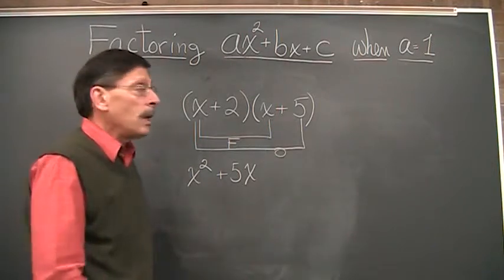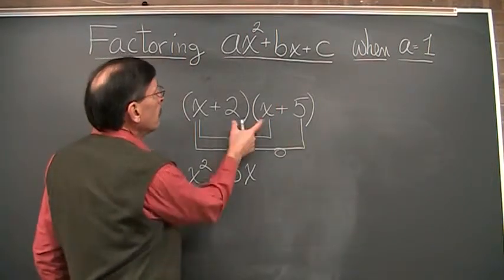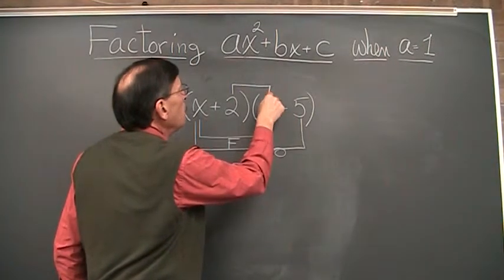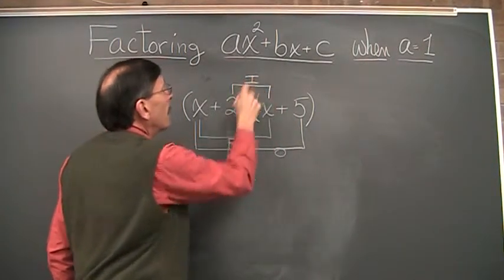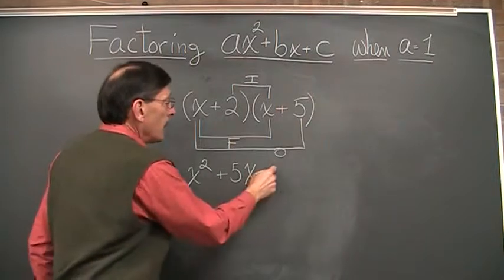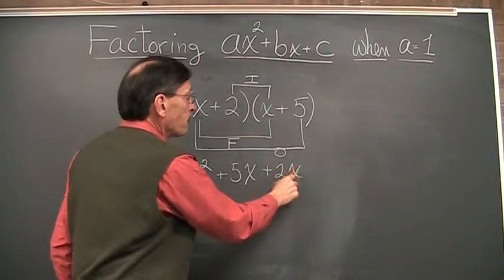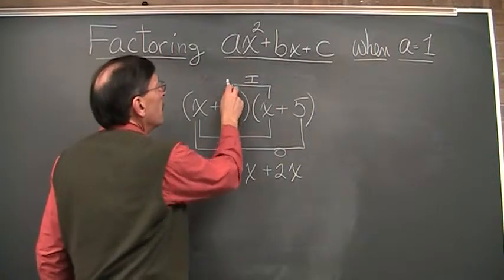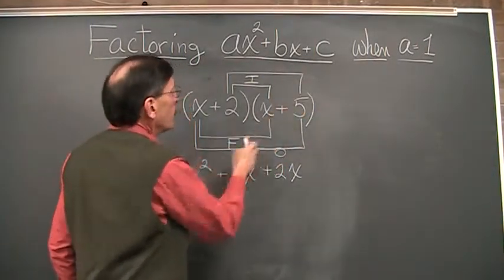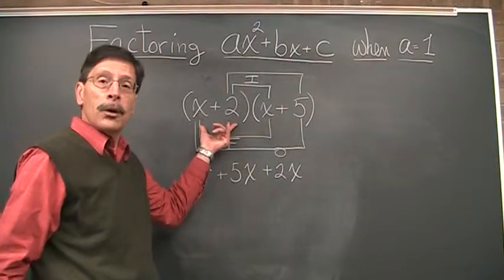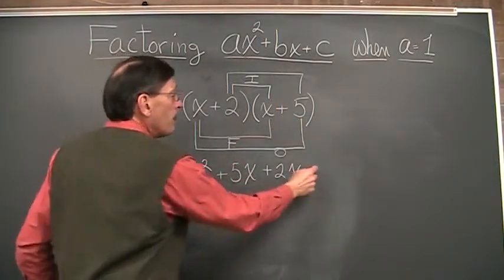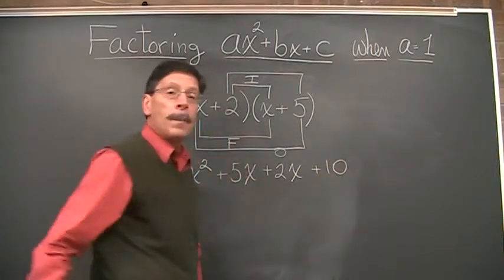We then multiply the inner terms, the terms that are in the center. So I multiply 2 times x. This is my inner multiplication. That gives me 2x. And finally, we multiply the last terms. 2 is the last term in this binomial. 5 is the last term in this binomial. And 2 times 5 gives me 10.